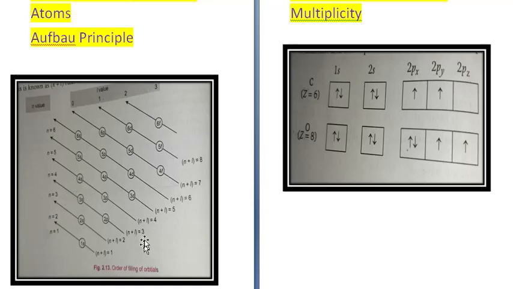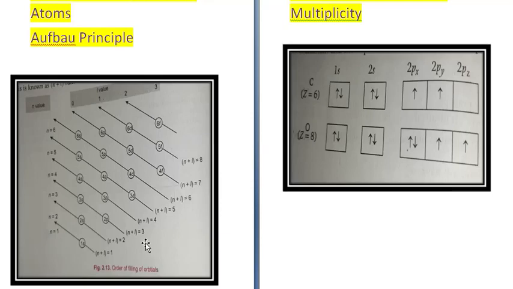But which one will be filled first? 3p will be filled first, 4s will be filled later on. In the next stage you see 3d, 4p and 5s all have n plus l values 5. So in this case first 3d will be filled, then 4p will be filled and then 5s. But before 3d, 4s is filled because for 4s the n plus l value is 4. So you have to keep in mind that whichever orbital has lesser n plus l value, that will be filled first. That is the Aufbau principle.